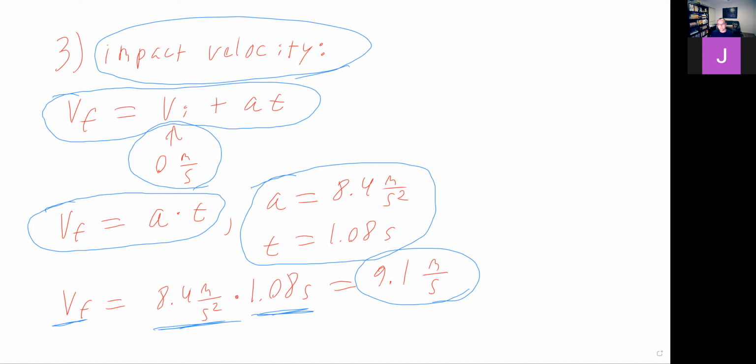That's how fast the wiffle ball was going when it hit the ground. That's a pretty good sprint. 9.1 meters per second is like a pretty good sprint from a human runner.